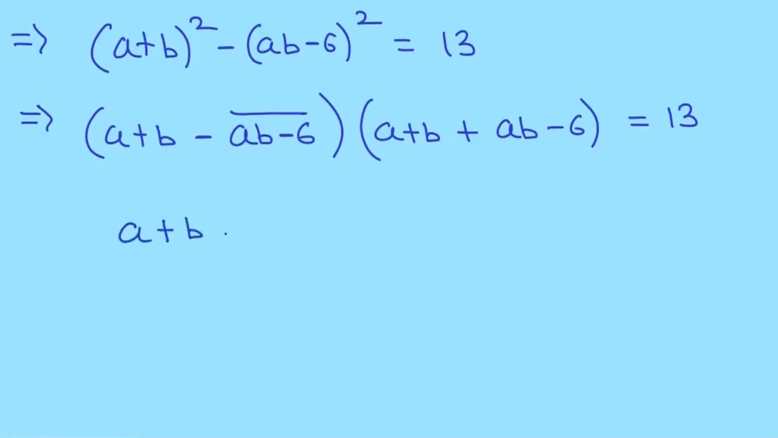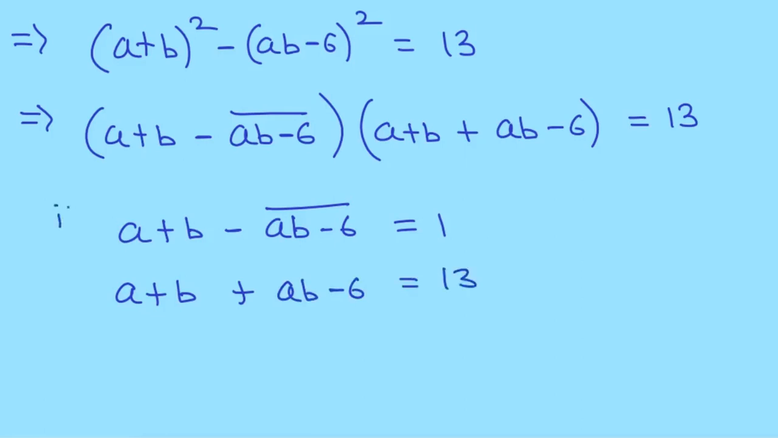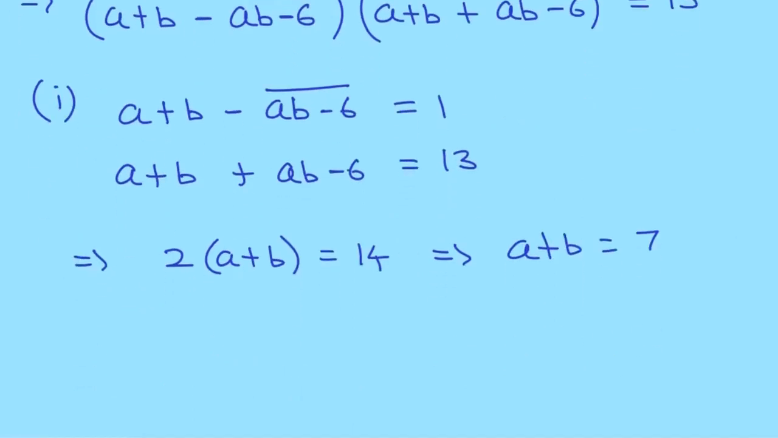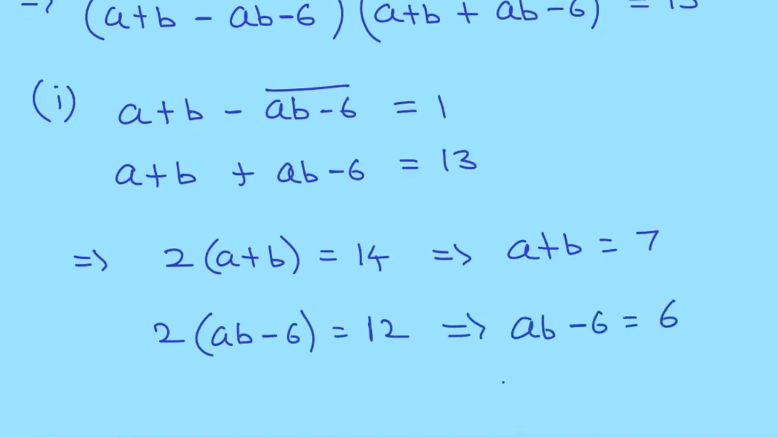First, let a plus b minus (ab minus 6) be 1, and a plus b plus (ab minus 6) be 13. This is our first case. Adding these two, we get 2 into (a plus b) is equal to 13 plus 1, which is 14. So a plus b is equal to 7. Now subtract the first equation from the second equation. Now we have 2 into (ab minus 6) is equal to 13 minus 1, which is 12. So ab minus 6 is equal to 6. This gives ab is equal to 6 plus 6, which is 12. So we have a plus b is equal to 7 and ab is equal to 12.